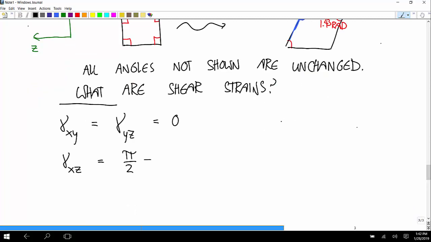And so theta xz is equal to pi minus 1.43. So what's that? 1.71 radians. And so the strain is pi over 2 minus 1.71. And what's that? Negative 0.28. That angle got more obtuse, and that's why we had a negative value for the shear strain.